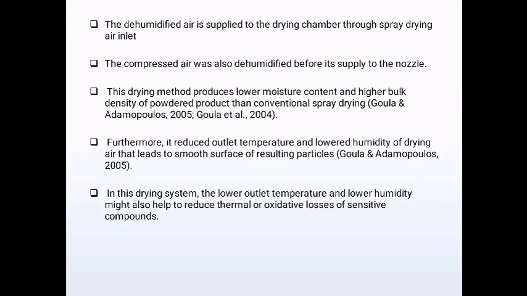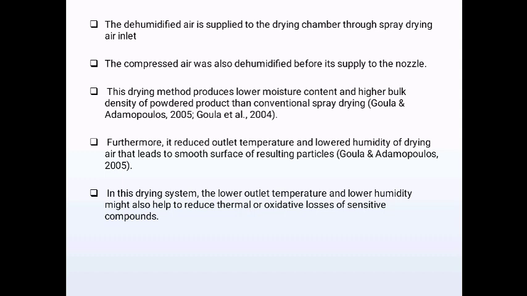The dehumidified air is supplied to the drying chamber through the spray drying air inlet. The compressed air is also dehumidified before it is supplied to the nozzle. This drying method produces lower moisture content and higher bulk density of powdered product than conventional spray drying. Furthermore, it reduces outlet temperature and lowers humidity of drying air, which leads to a smooth surface of resulting particles.